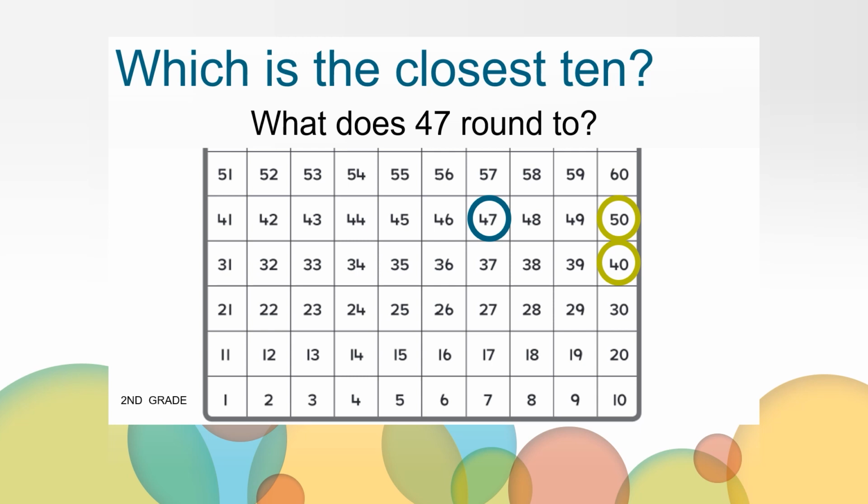Now, some kids like to see those on the same row so that we can move 40 up to where it belongs up here. And we can see that 47 is between 40 and 50. But now we need to know which 10 47 is closest to. Well, I can see that 47 is 3 numbers away from 50, and 47 is 7 numbers away from 40. So 47 rounds up to 50 because it is closer to 50.